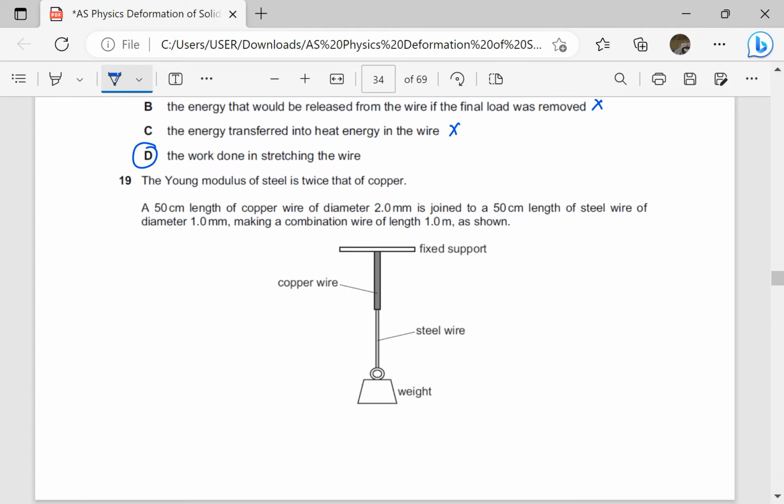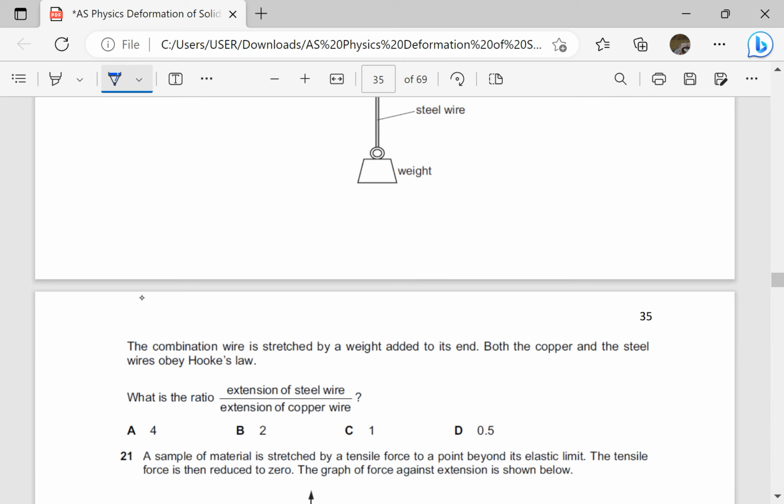The Young modulus of steel is twice that of copper. A 50 centimeter length of copper wire of diameter 2 millimeters is joined to a 50 centimeter length of steel wire of diameter 1 millimeter, making a combination wire of length 1.0 meters as shown. The combination wire is stretched by a weight added to its end. Both the copper and the steel wires obey Hooke's law. What is the ratio extension of steel over extension of copper?